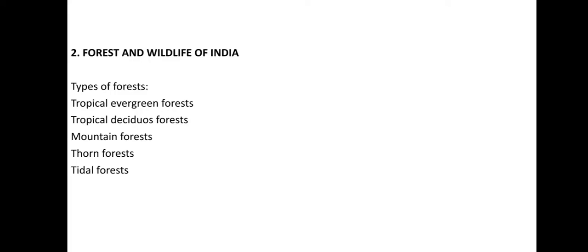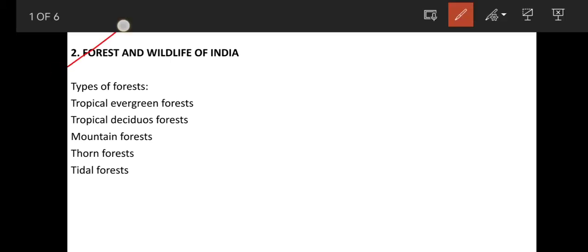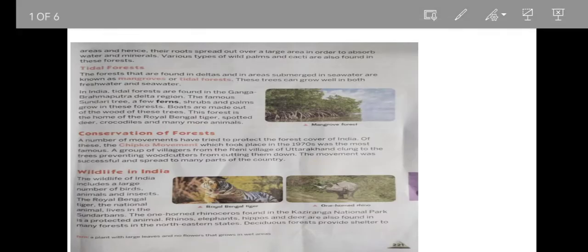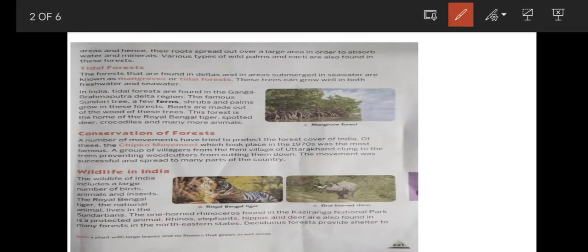Hello children, in this class we will discuss Social Studies Lesson 2, that is Forest and Wildlife of India. In our previous class we have discussed different types of forests. In our country India there are different types of forests. Those are tropical evergreen forest, tropical deciduous forest, mountain forest, thorn forest and tidal forest. In this class we will discuss conservation of forest and wildlife in India.